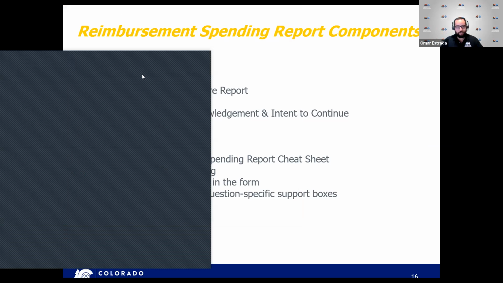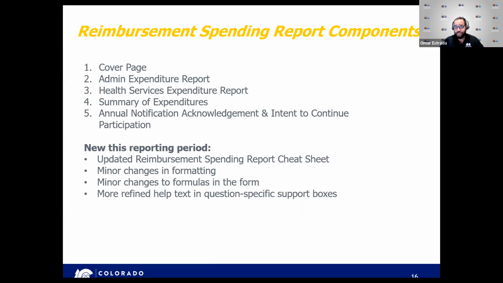Right after that, point number 4 is the summary of expenditures. And this is summarizing all the information that you all provided to us. We have a section for total admin expenditure, a section for total health services expenditure, and also a section for total FTE that you all provided. That information is all summarized, gives you a grand total at the bottom just for you all to check the information you provided, just to make sure that we are both on the same page, sort of like a final check.